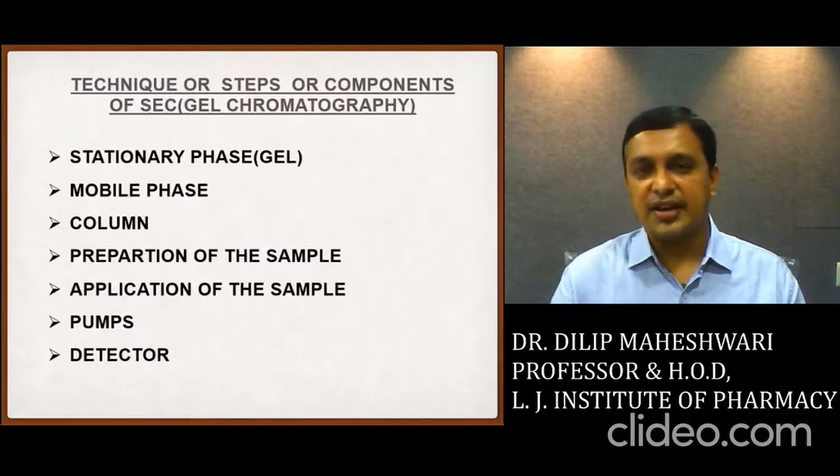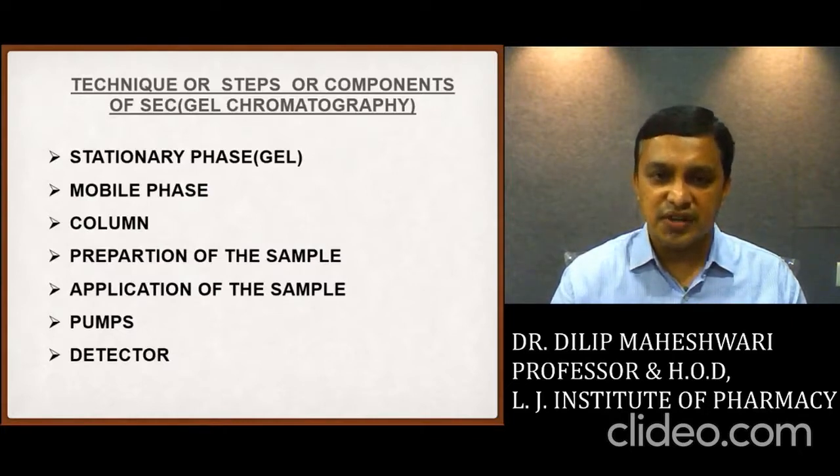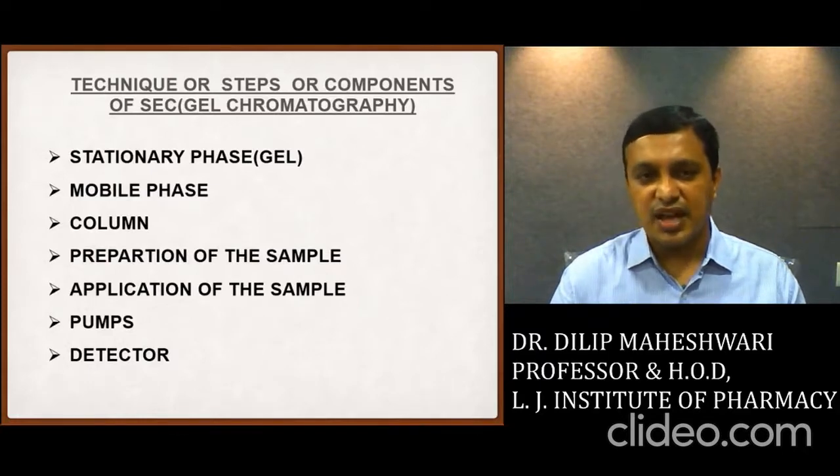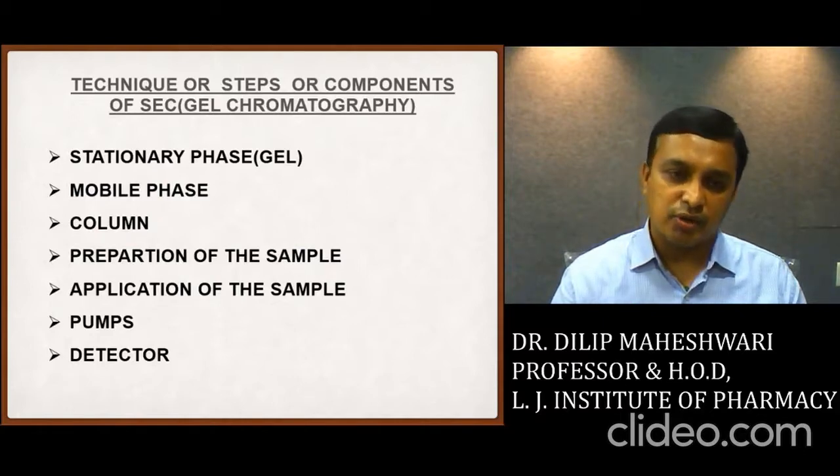Now the techniques or steps or methods or components of gel chromatography or size exclusion chromatography. Here, number 1, stationary phase, number 2, mobile phase, number 3, columns, number 4, preparation of the sample, number 5, application of the samples, pumps, detectors. These are the components of size exclusion chromatography or gel chromatography.